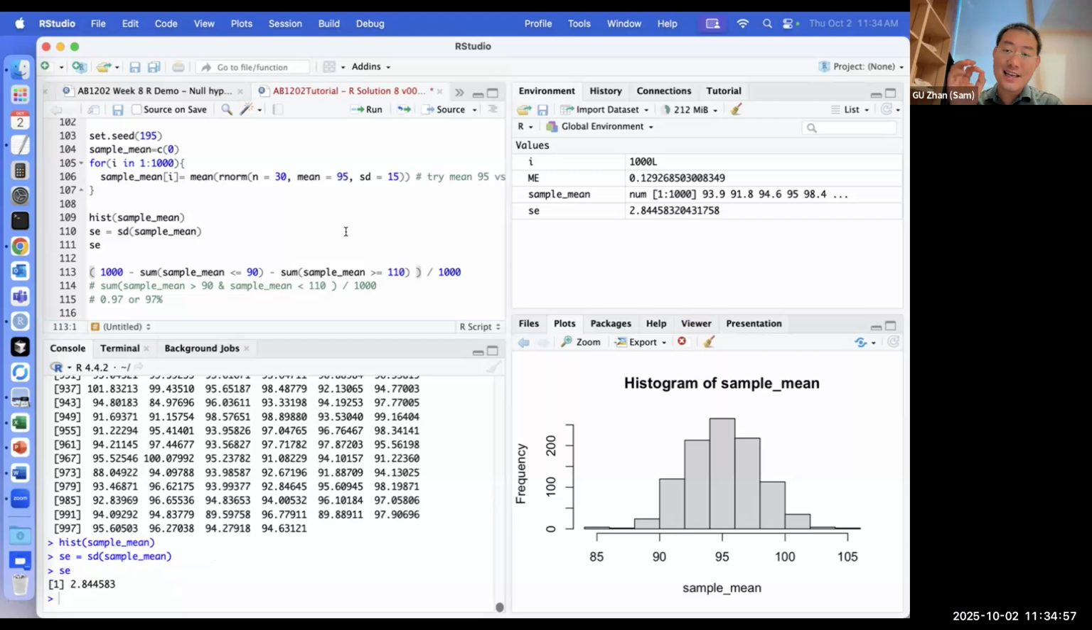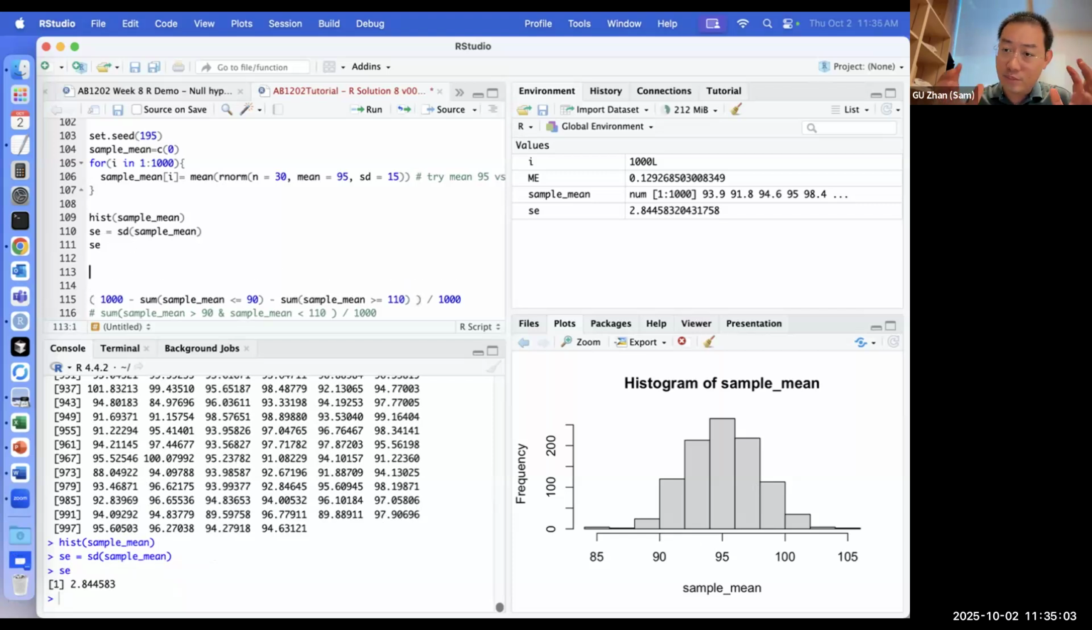The standard error is the standard deviation of the sampling distribution, and it should equal your population standard deviation sigma divided by the square root of the sample size 30.